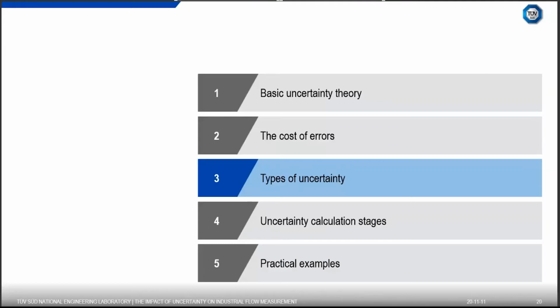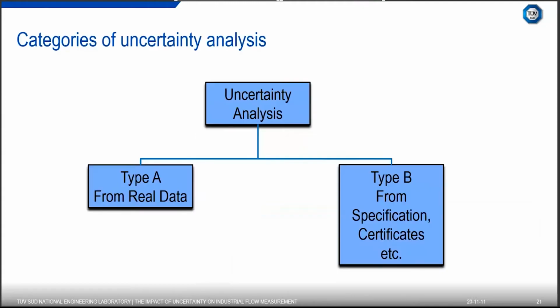So I'll go on now to touch on the types of uncertainty and how we assign uncertainty values to parameters in practice. So there are two main types in terms of assigning values or calculating values. There's type A, where we use real data, or type B, where we may rely on information from manufacturers or calibration certificates, or even our own judgment at times to assign uncertainties to various parameters.